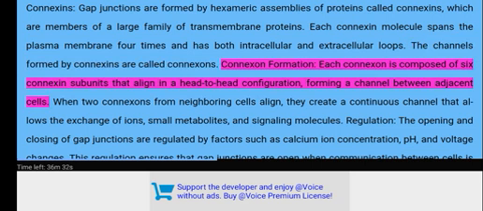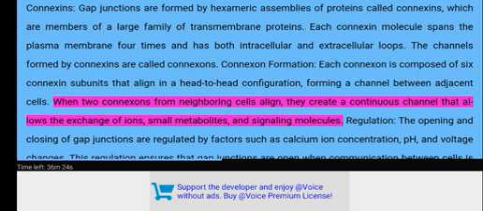Connexon formation. Each connexon is composed of 6 connexin subunits that align in a head-to-head configuration, forming a channel between adjacent cells. When 2 connexons from neighboring cells align, they create a continuous channel that allows the exchange of ions, small metabolites, and signaling molecules.